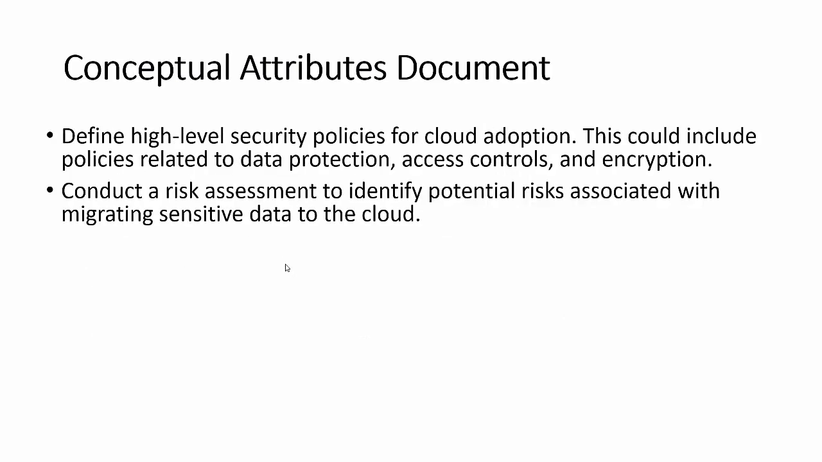Then we move to the next part, which is called the conceptual attribute document. So now we have decided, okay, we need to move the service to the cloud. We decided we need to comply with GDPR. So first thing is that I need to create a cloud security policy according to the concept, and I have to do the risk assessment to identify all the possible risks associated with this requirement.